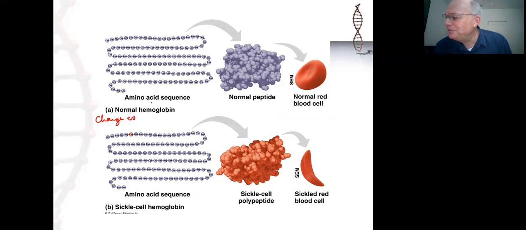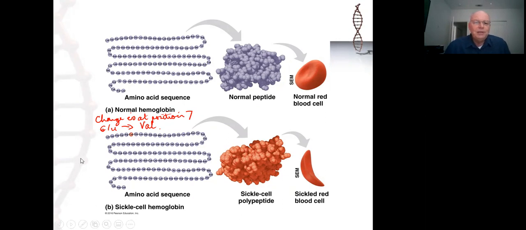I hadn't noticed this in the diagram before until I just took a good look at it. So the change is a GLU, which is glutamic acid, to VAL, which is valine. And you're going from an acidic amino acid to a non-polar amino acid.